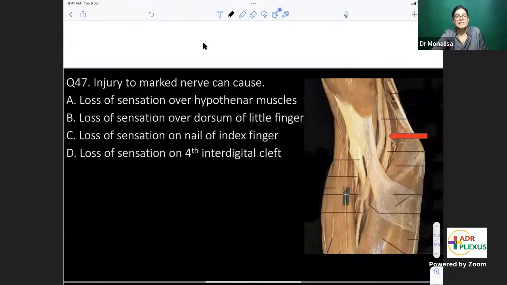What about others? Median nerve. Yes, absolutely right. It's the median nerve. And the right answer is loss of sensation on nail of the index finger. So C is the right answer. Definitely C is the right answer. It's a medial most structure. It's the median nerve. And we know that lateral nail beds are getting innervation from median nerve. So C is the right answer.